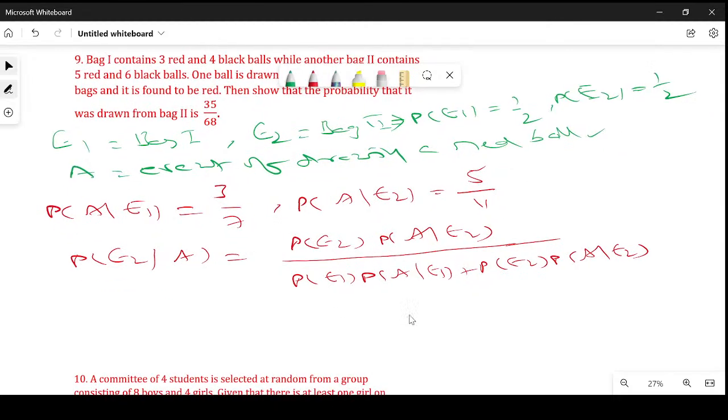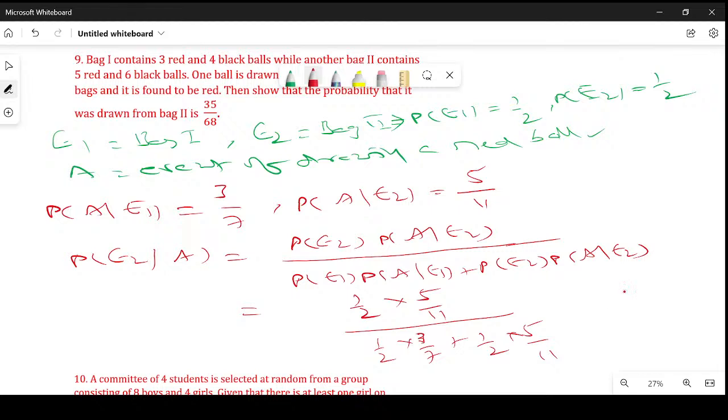So how can you decide to use Bayes theorem? Because they are asking that the ball from bag 2, E2, should be red. Since the condition A is given, this is Bayes theorem. Now substitute the values. We know P of E2 is 1 by 2, and P of A by E2 is 5 by 11. Substitute 5 by 11 in the numerator, divided by P of E1, 1 by 2, into 3 by 7, plus 1 by 2 into 5 by 11.